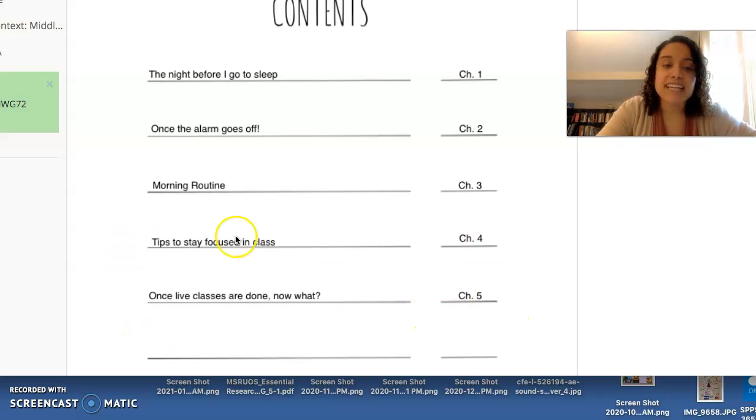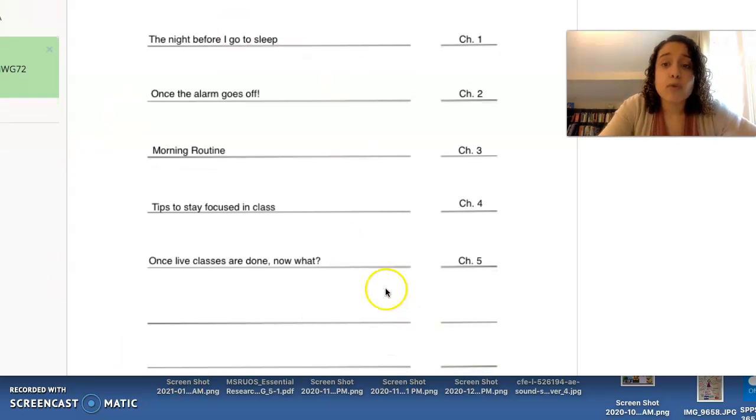And then maybe for the last section, we could talk about once live classes are done, now what? Maybe we could talk about going to the different courses, even if you're not live that day, like readers on Monday and Tuesday, to make sure you did your work there. Maybe we could talk about going to office hours to check in with your teachers, make sure your grades are all good, that you are on top of where you're supposed to be.